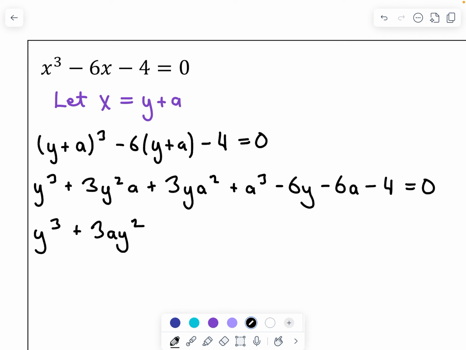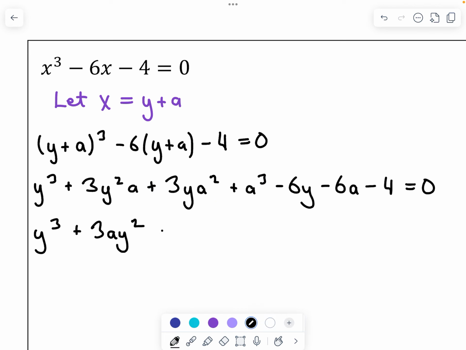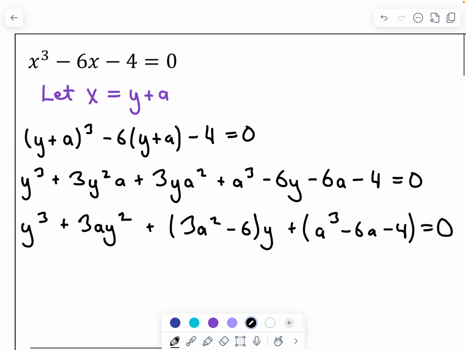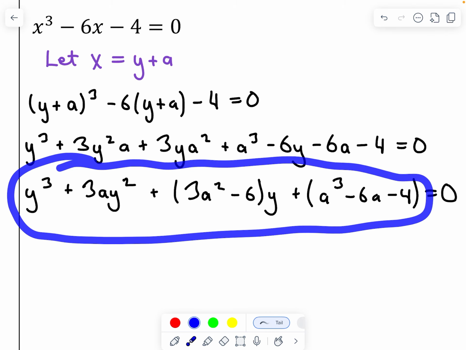Because the variable here, we're going to treat y squared as the variable. And let's see, we have two linear terms, the 3y a squared minus 6y. So I'm going to go ahead and pull those together and group up the constants. So 3a squared minus 6, I should have said coefficients, group up the coefficients here. And then the remainder of our terms are all constant terms, or we're going to treat them as such. A cubed minus 6a minus 4 equals 0. So good. Okay, this would be the resulting polynomial after we make that substitution.